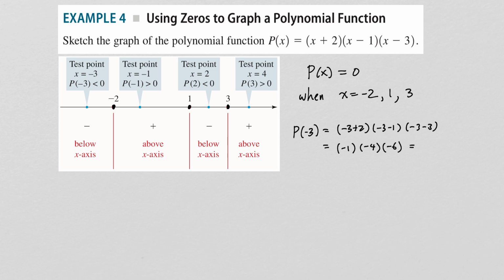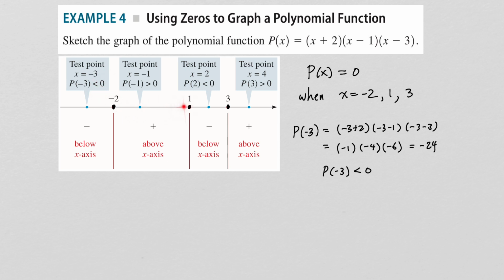And I don't really care too much about the value here, but I do care if it's positive or negative. Now 1 times 4 times 6 is 24, but a negative times a negative times a negative is a negative. So we can see that P of negative 3 is less than 0. It's negative. So on the number line here, we have P of negative 3 is negative.